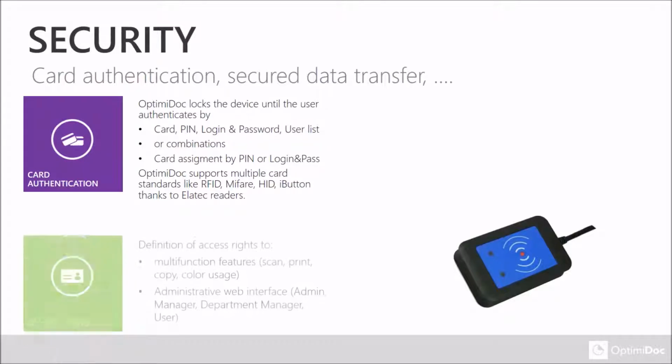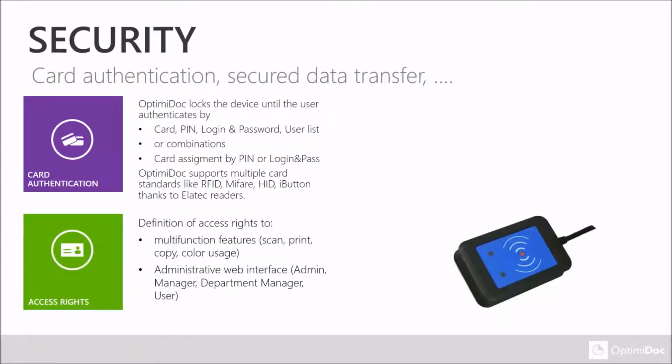Next functionality is the access rights. OptimiDoc can limit the access, for example, of the users to the color, printing or scanning or another particular functionality of the devices. Also, we can limit the functionality of the OptimiDoc features like reports or scanning workflows.